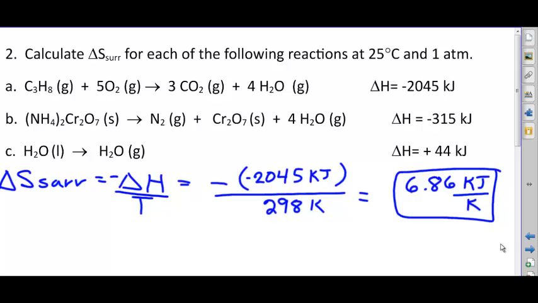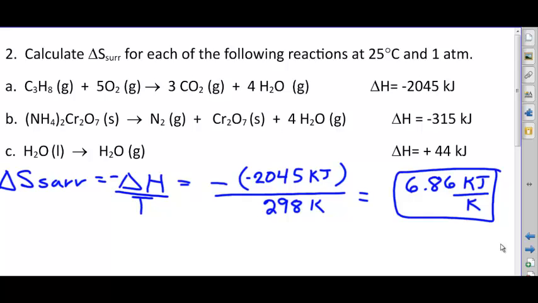Good. 1.06 kilojoules per Kelvin is what I got for letter B. And what'd you get for letter C, Chris Drake? I got 0.148 kilojoules per Kelvin. It should be negative. Oh, right. Delta H is positive, so this should be negative, right? Make sure you have the signs, and the units are very important in these two chapters.